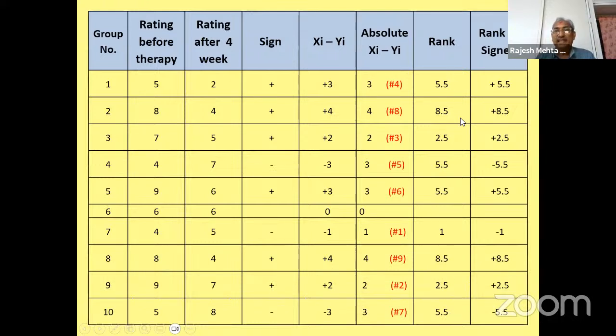Once you harmonize the rank, apply this sign to this rank, and then ultimately you will get the rank of the sign. And then we'll move further to find out whether the difference was statistically significant or not. Ultimately, we want to use statistics. Why do we want to use it? To find out whether the acupuncture was actually useful or not.